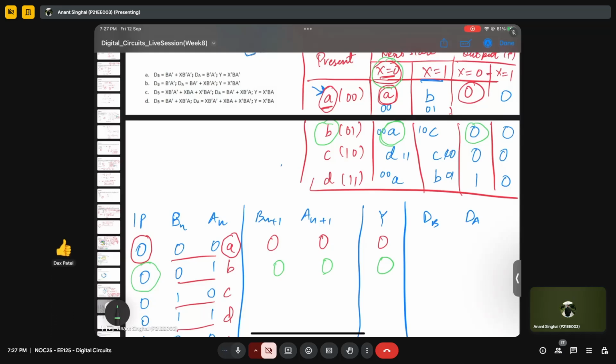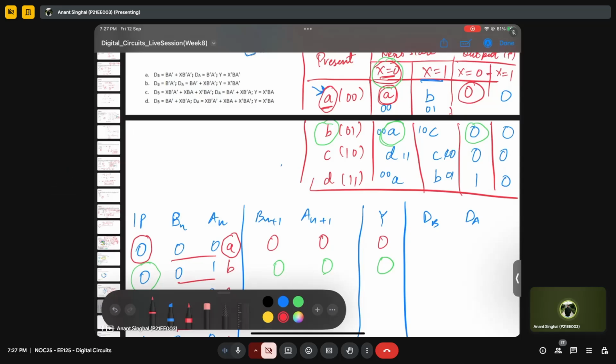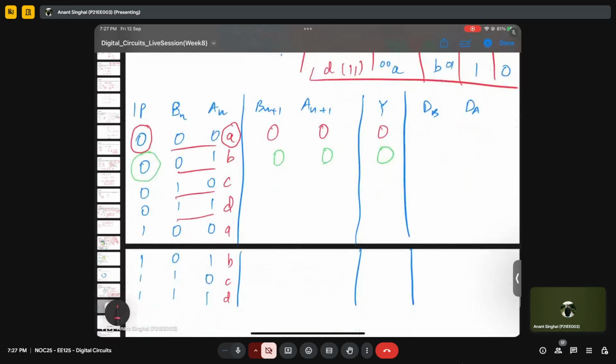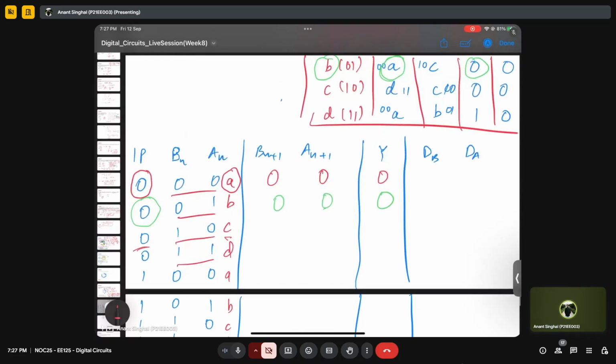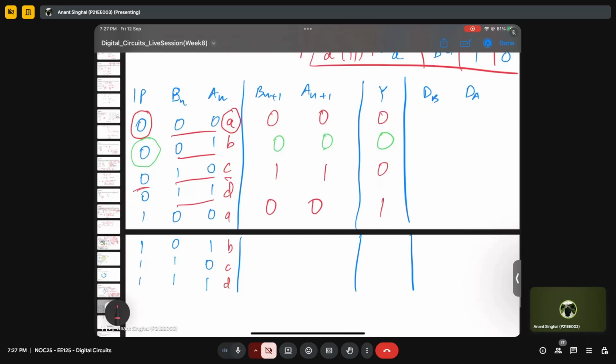Okay, great. So now we can go ahead. When the input is 0, state is C, so C goes to D, output is 0. So 0, 1 I can write directly. So C goes to D, which is 1, 1, and D goes to A, which is 0, 0. You can recheck later, I'm just doing it now quickly. Sorry, 0, 0, and the output is 1.